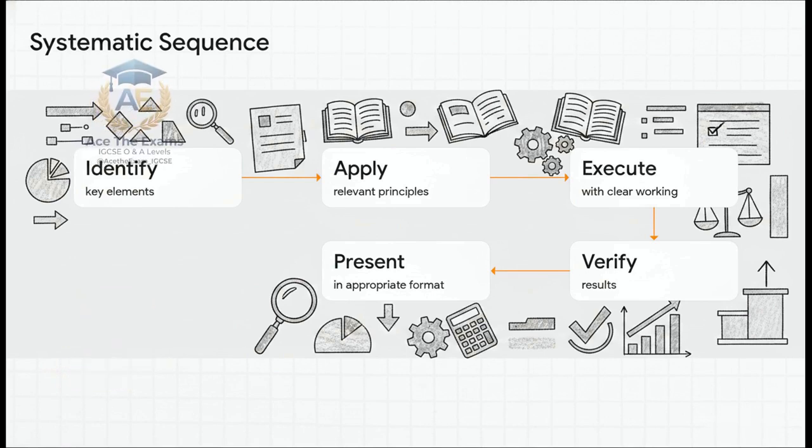This execution requires a highly systematic 5-step sequence. Identify, apply, execute, verify, and present. When you're tackling a massive data set in the stimulus materials, you do not just start writing. First, you identify the key elements you actually need, ruthlessly ignoring the distractors. Second, you select and apply the relevant accounting principles. Third, you execute your analysis with that crystal clear working we just talked about. Fourth, and this is the cognitive strategy to get unstuck, top students take a breath to verify the results. Does this number actually make logical sense for a business this size? Finally, you present. This sequence ensures you aren't just blindly reacting to the paper, but systematically processing the data exactly how the examiner demands.